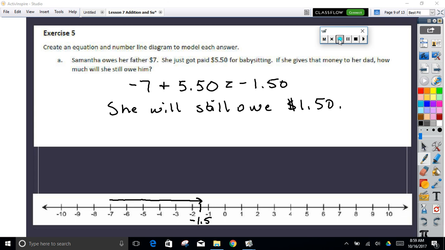It's like in English, you know how you don't say, I don't have no candy. You wouldn't say that, because if you say, I don't have no candy, it actually means that you have candy. It's the same way here. If we say she will still owe negative $1.50, it means she really doesn't owe. She really has it. Okay? Push in Chromebooks, please. Okay, next problem.